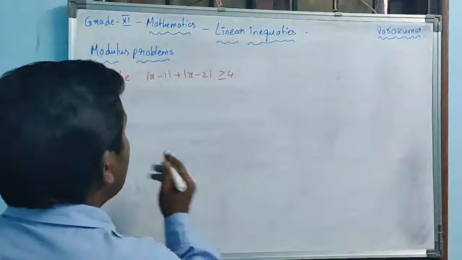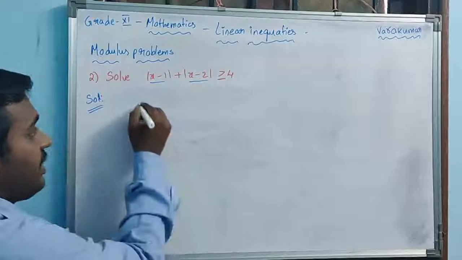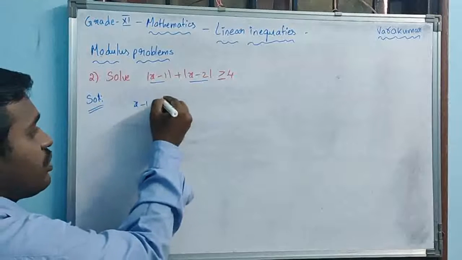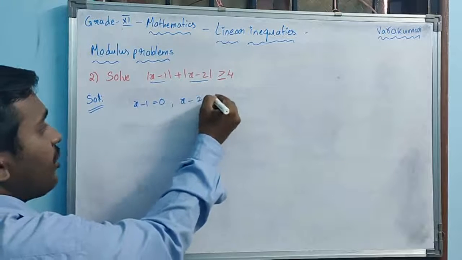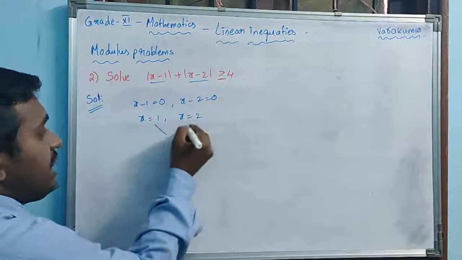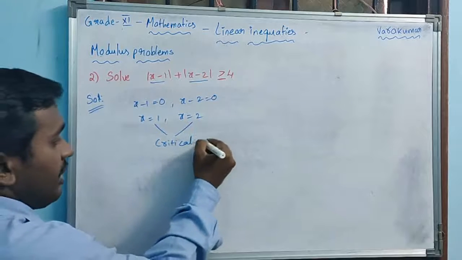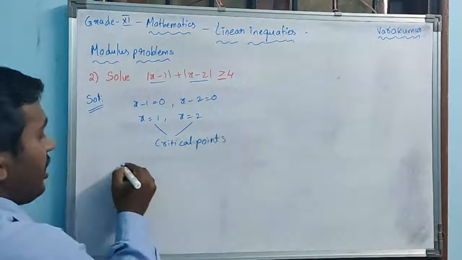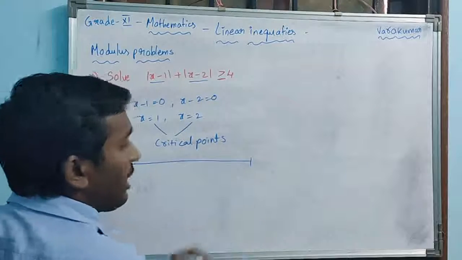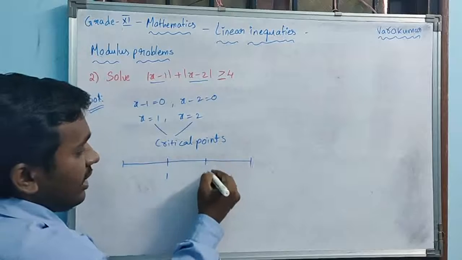See, how to do this one? First of all, let x - 1 and x - 2 equal to 0. So we are going to get x = 1 and x = 2. These two are critical points. Now these critical points we are supposed to represent on the number line. If you write on the number line, here is 1 and here is 2.